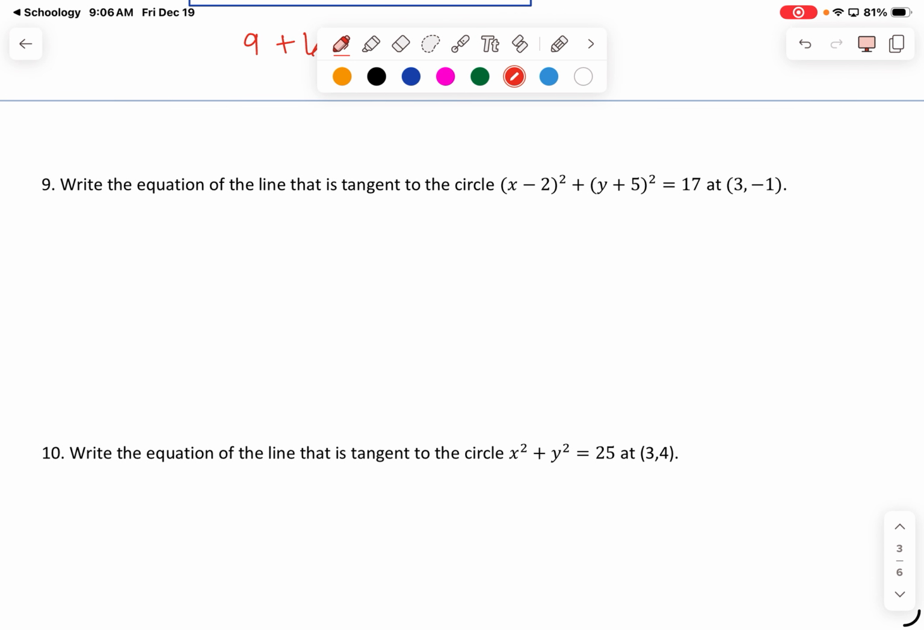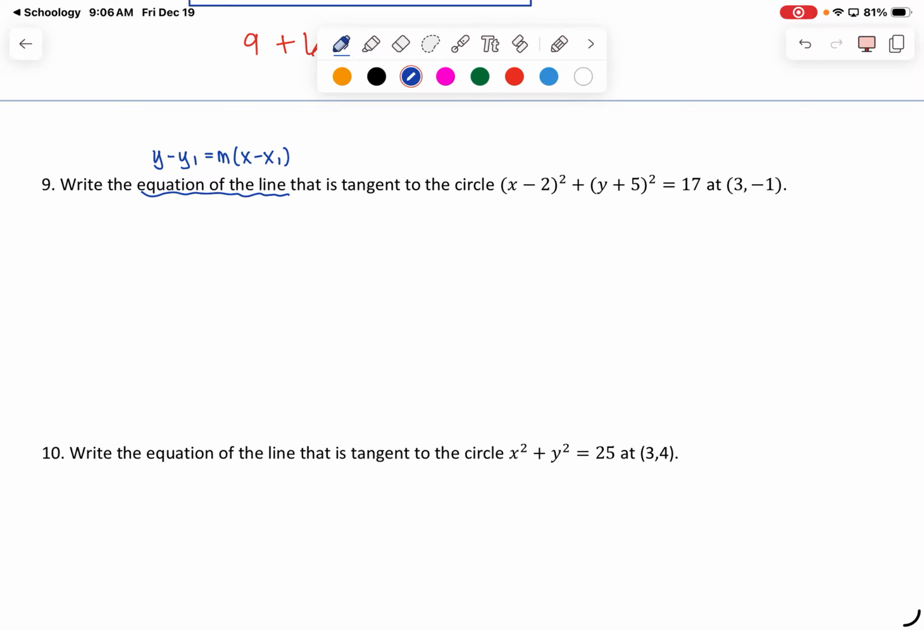Okay, next it's write the equation of a line that is tangent to the circle x minus 2 quantity squared plus y plus 5 quantity squared equals 17 at the point 3, negative 1. Okay, so let's dissect this question or this prompt. Write an equation of a line. So we know that an equation of a line looks like y minus y1 is equal to m times x minus x1.